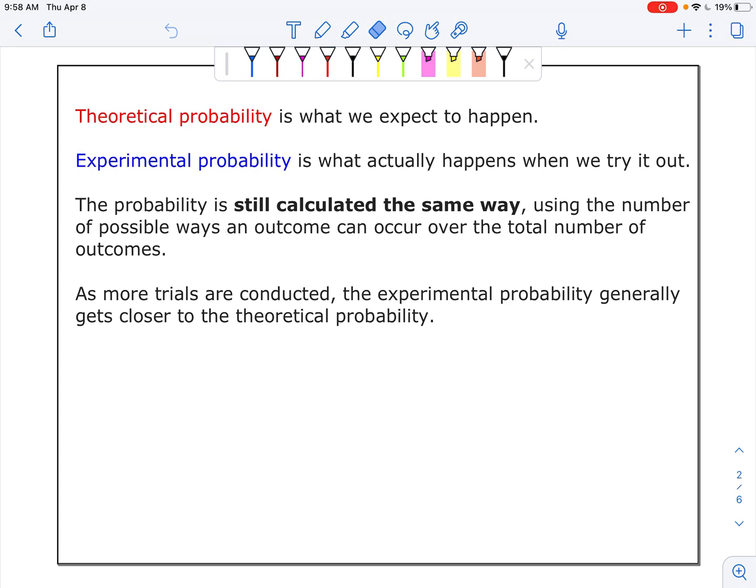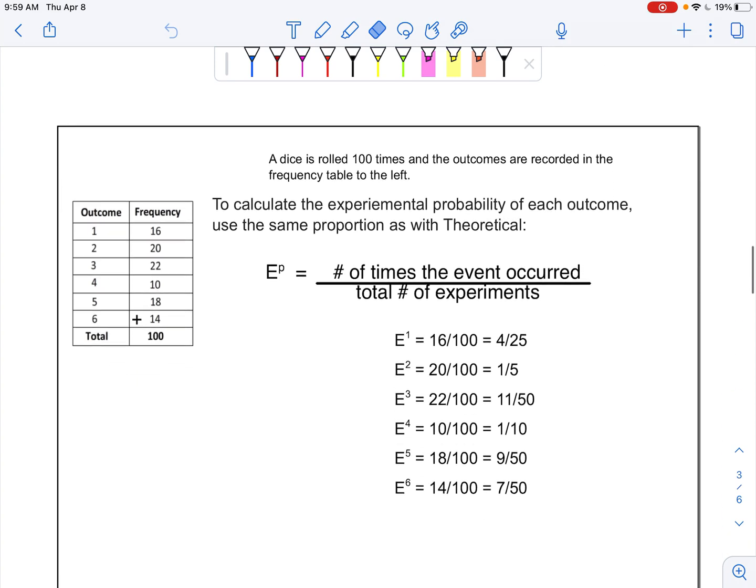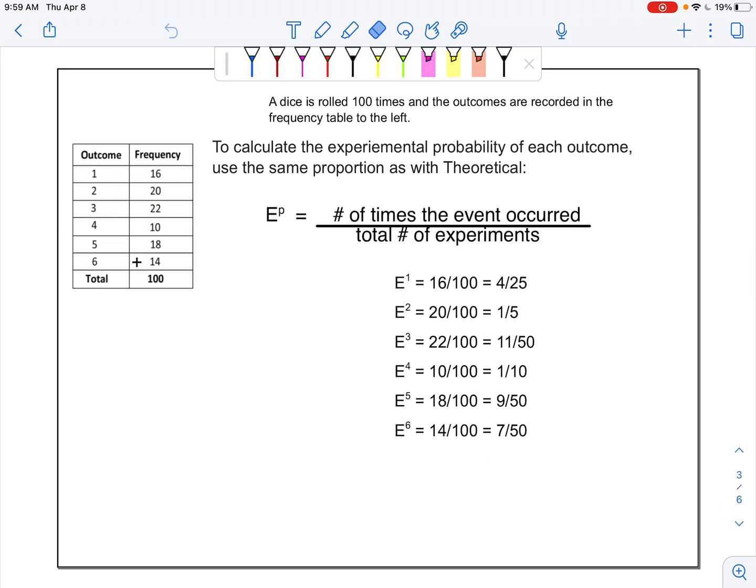Experimental probability is what actually happens when you flip that coin and record the results in a frequency table. The probabilities are still calculated the same way, using the number of favorable outcomes over the total number of outcomes. So it's still going to be presented in that fraction form. And as more trials are conducted, the experimental probability generally does get closer to the theoretical. So if you flip that coin 100 times versus 10 times, you would get closer to that 50-50 proposition.